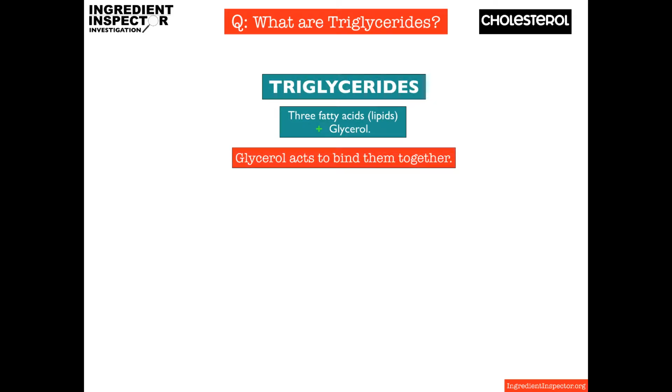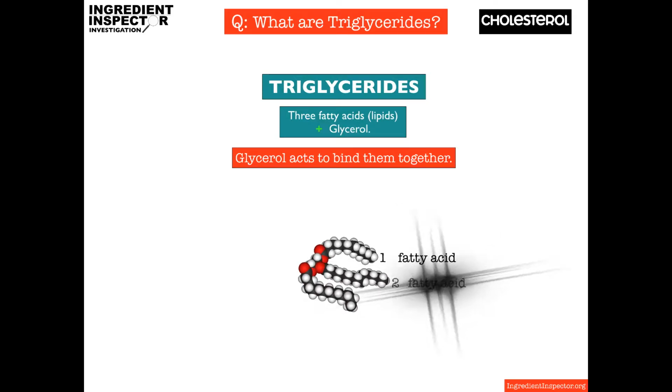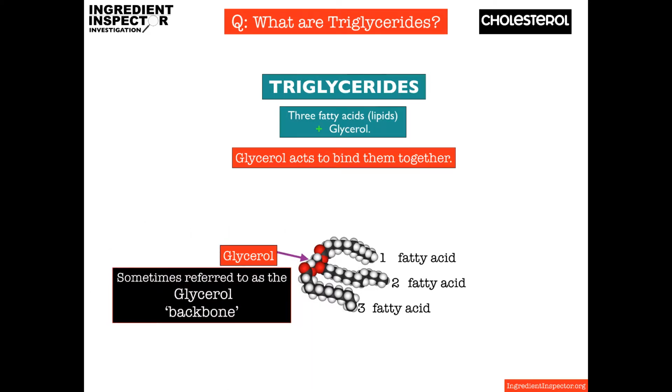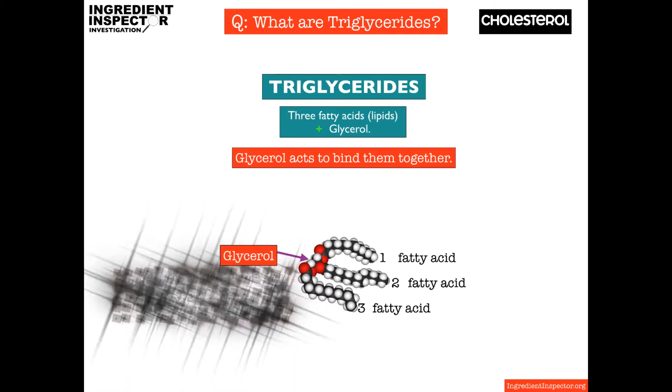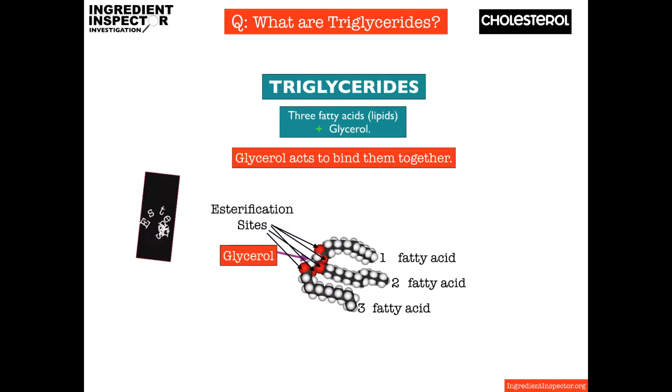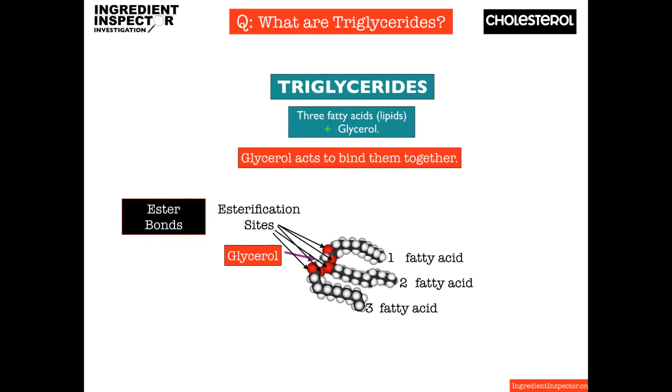Glycerol acts to bind the fatty acids together. There's a visual of it. So there are 3 fatty acids. The glycerol is what holds the 3 of them together. It's sometimes referred to as the glycerol backbone. And then we see these red points. These are the esterification sites where ester bonds are formed, where the fatty acid can connect to other items.